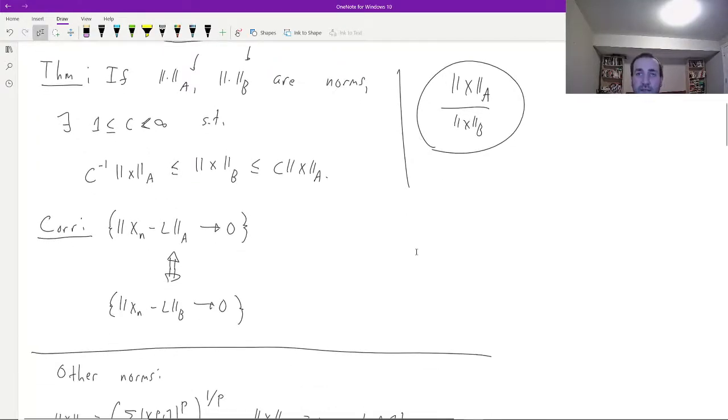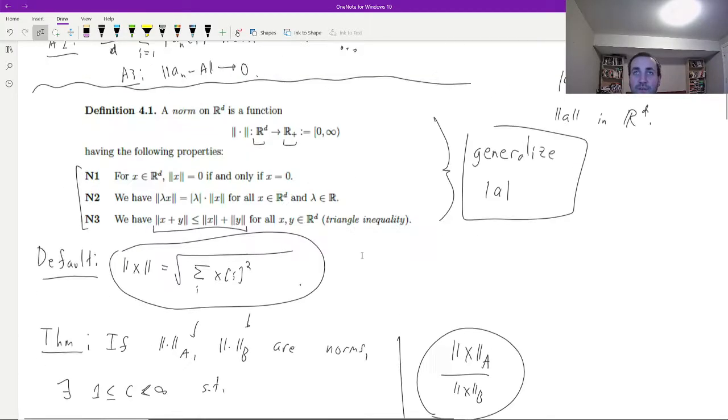An immediate consequence of this is that xn converges to L, that is, the norm of xn minus L in the A norm goes to 0, if and only if the norm of xn minus L goes to 0 in the B norm as well. So if we're talking about convergence of norms to zero, it actually doesn't matter what norm we use. Sometimes, depending on what calculation you're doing, it may be more convenient to use one norm or another. And this is telling us, yes, that's fine. You can use whatever you feel like if all that you're checking is that some norm goes to zero.